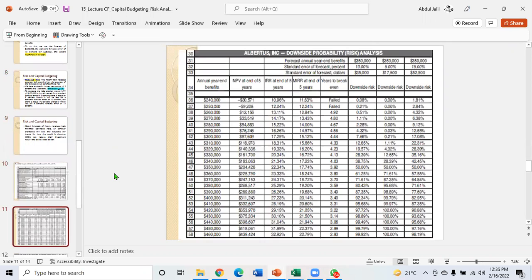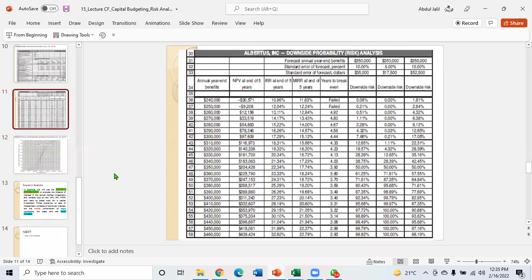So this second table is also showing that in this case, you are going to compare downside risk with different values. Just like you observe the values at the top, your annual benefits remain constant, but your forecast error has been changed to 10%, 5%, 15%, and your standard error forecast has also been converted into terms of dollars by multiplying this. Therefore, the only change is the standard error forecast.